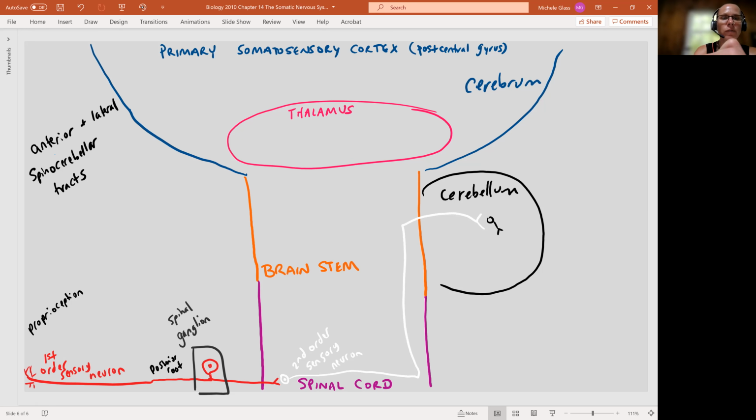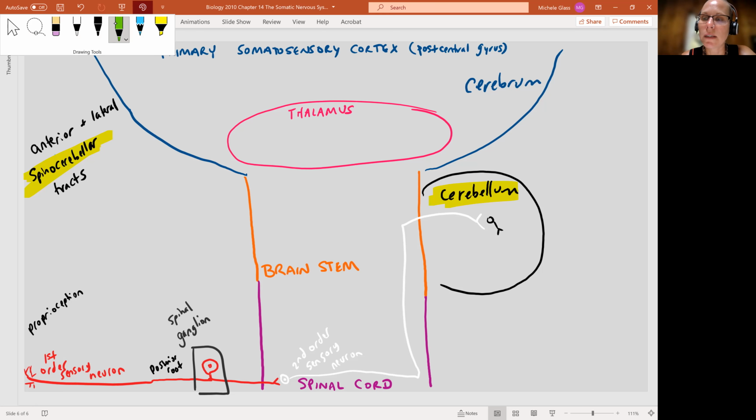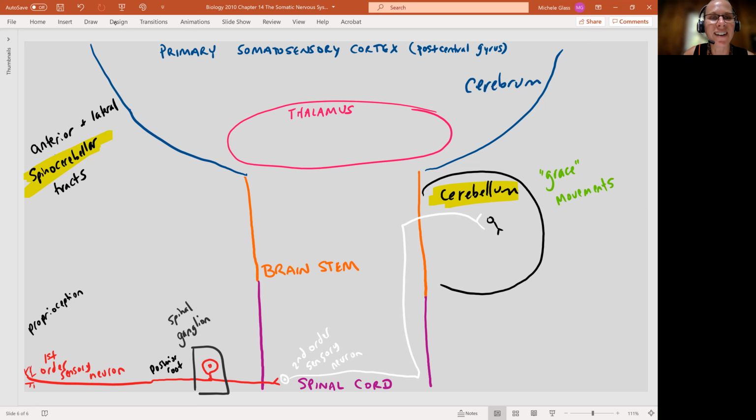So this is new, this is different. We haven't seen this before. So spinocerebellar is being named because it's coming into the spinal cord and then it's synapsing at the cerebellum. So this would be an unconscious sensory processing that's happening. And it makes sense because the cerebellum, remember, let's remind ourselves, I'm going to put it in green here, is giving us grace to our movements. It's smoothing out our movements and our posture. And so it's important that it's aware of how our body is positioned in space.